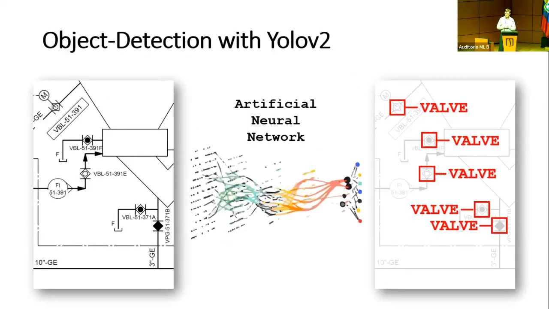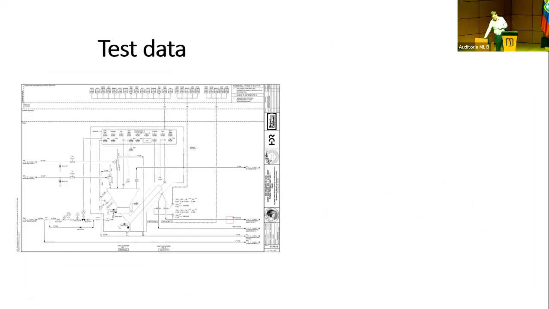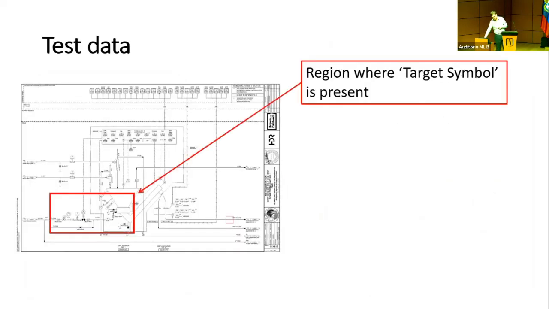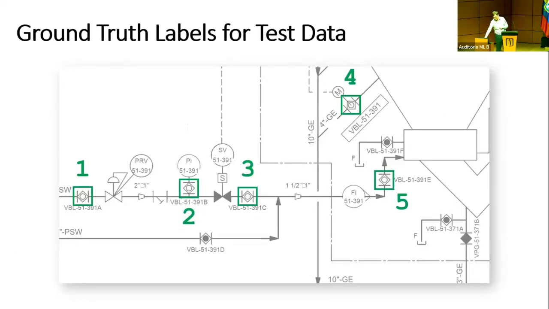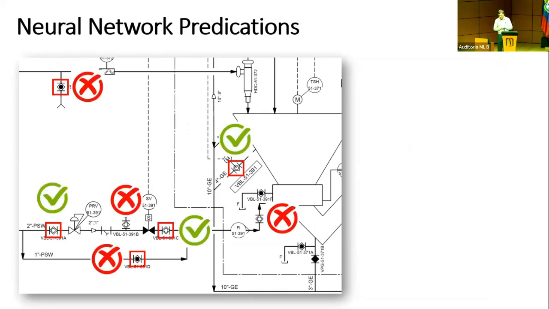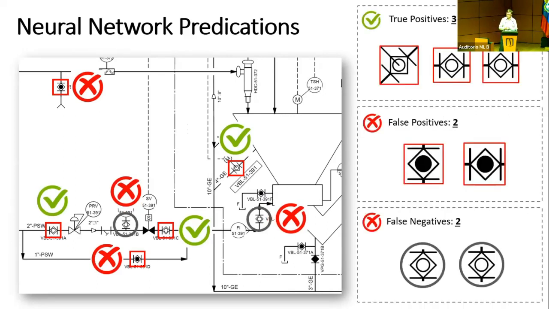So now we had our data set and we were ready to train a neural network. The architecture we chose to use was a YOLO V2, which is a standard off-the-shelf detector. We trained it, and these were some of the results. So in our 1-sheet test data set, this is the region where the target symbol can be found. So I'll just zoom in on that. There were 5 ground truth target symbols, and our neural network managed to successfully detect 3 of the 5. And it made 4 errors, 2 false positives and 2 false negatives.